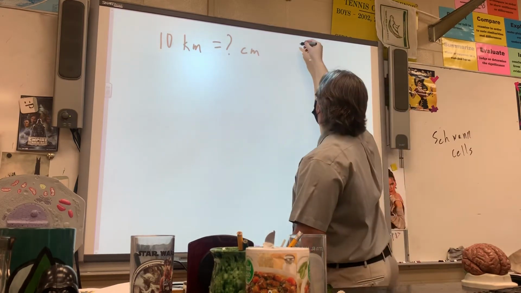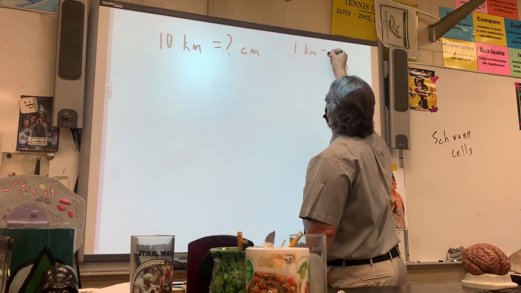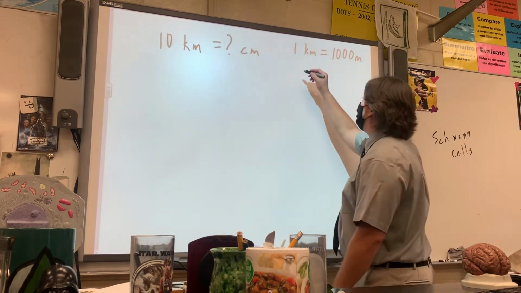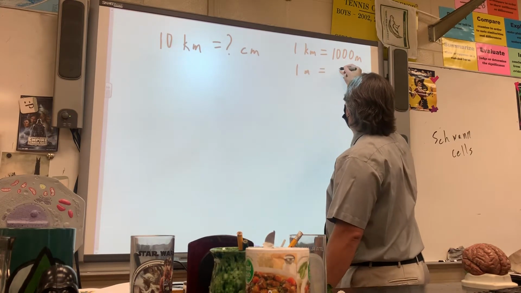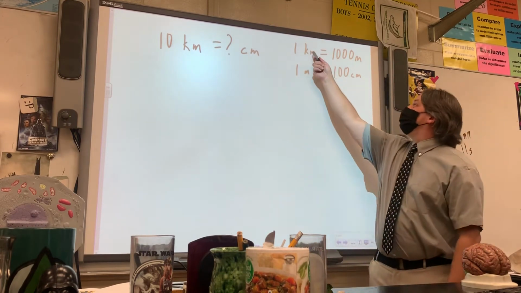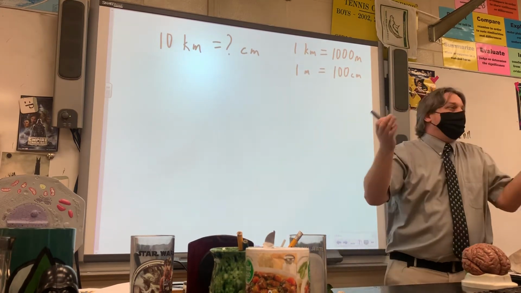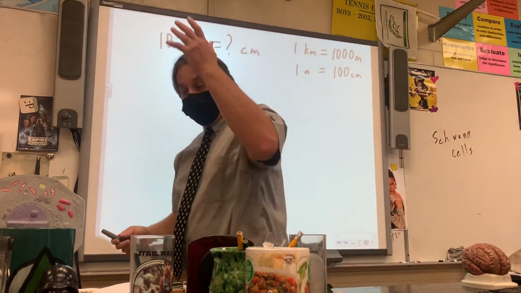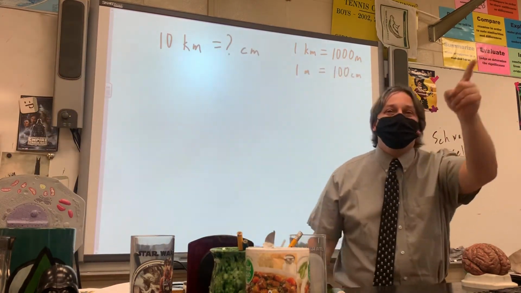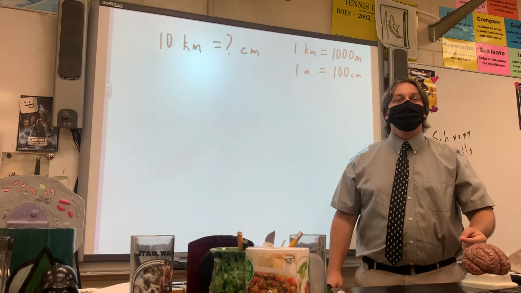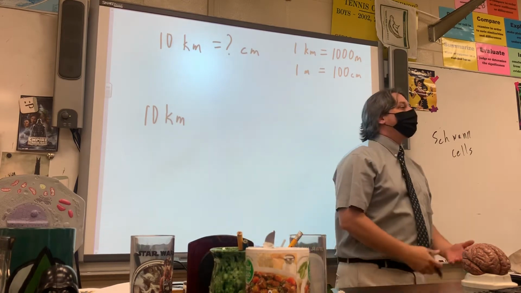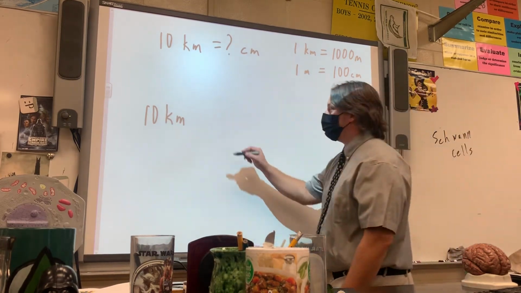I know that for every 1 kilometer, there's 1,000 meters. And I know for every 1 meter, there's 100 centimeters. But I don't know how many centimeters there are in a kilometer, just because you're not supposed to know that. So here we go. We're going to start off the exact same way we did before. We're going to write down exactly what we have, which is 10 kilometers. And I'm going to write down exactly what I need, which is my conversion tool.